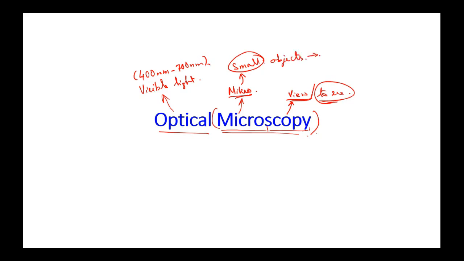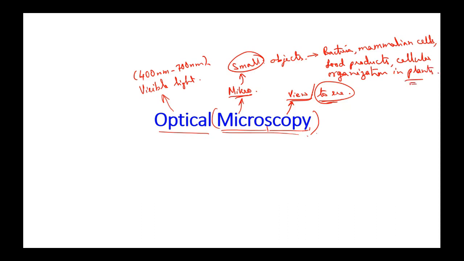In biology, we basically view bacteria, mammalian cells. We can look into the architecture of food products, cellular organization in plants, etc.